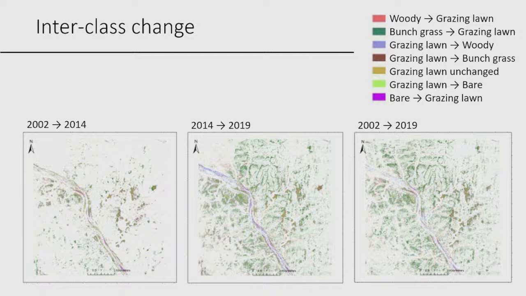So grazing lawn that is unchanged is in a kind of light tan colour, and you can pick out some of that. Bunch grass to grazing lawn is the dominant green colour. And you can see that there are a lot of areas that were tall grasses that have now been reduced down to the short grass grazing lawn environment, especially in the second time point. The other colour that probably stands out is purple, and this is bare to grazing lawns, and principally there are probably artefacts along the Sabie River in this case. We're not suggesting there's real change going on here.